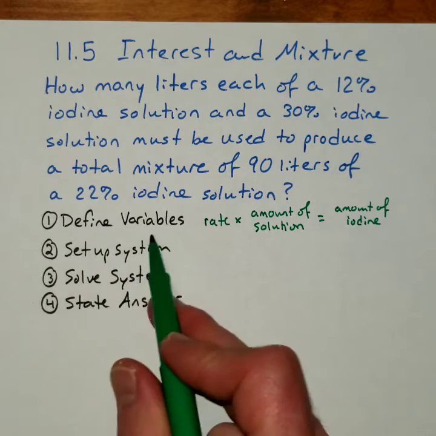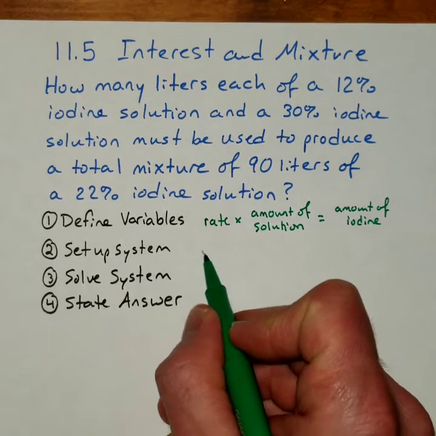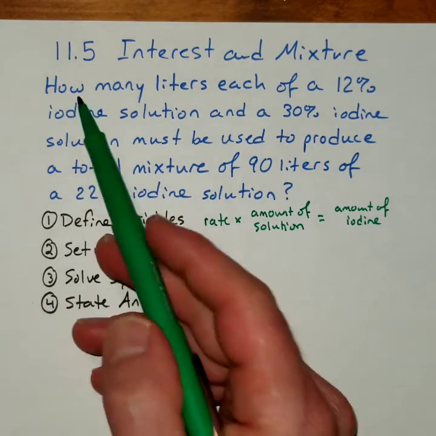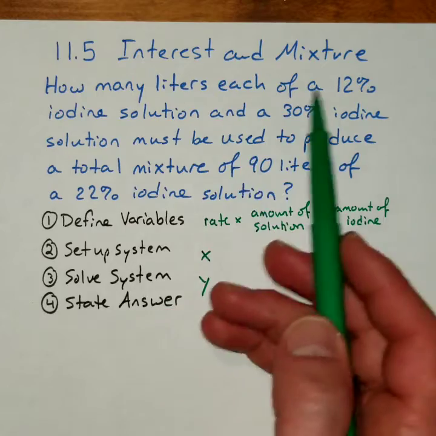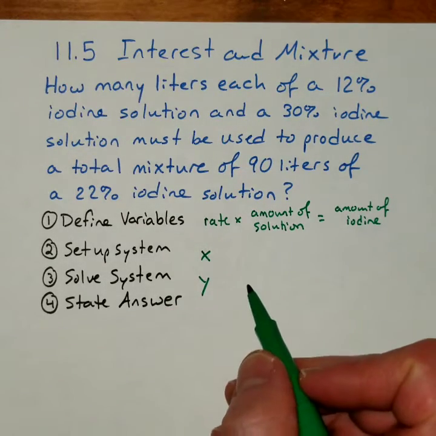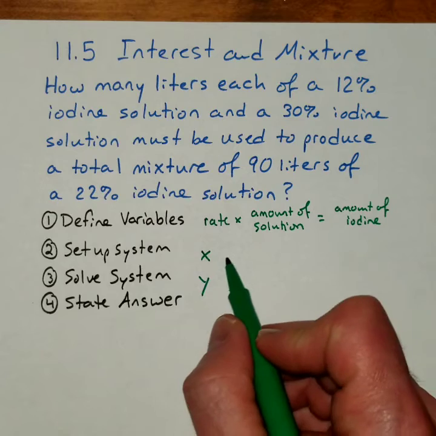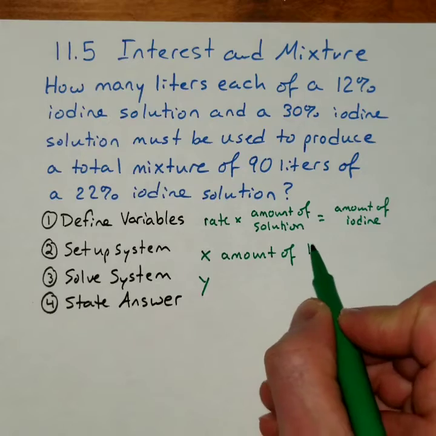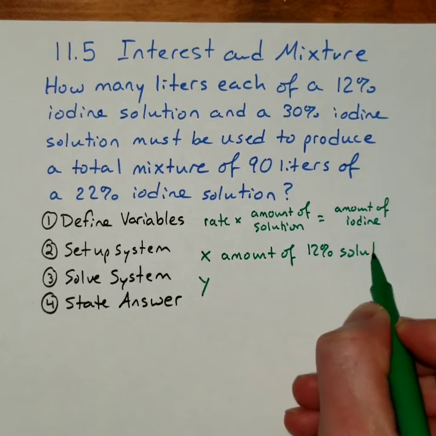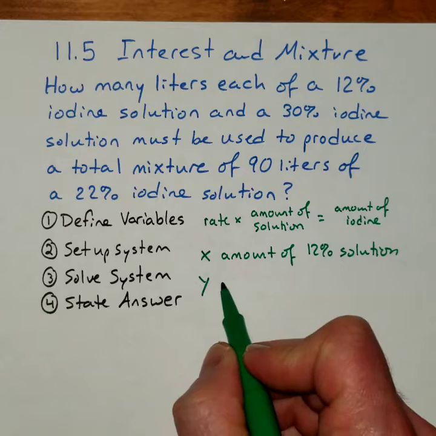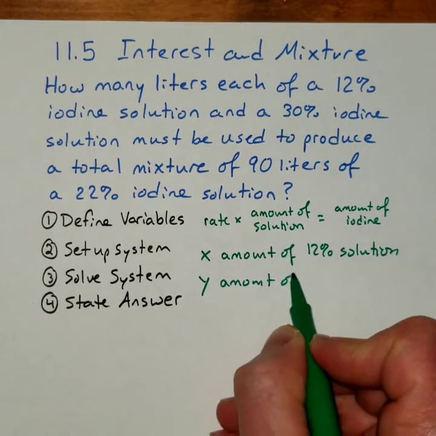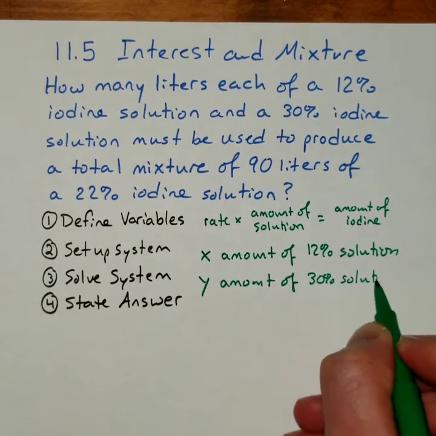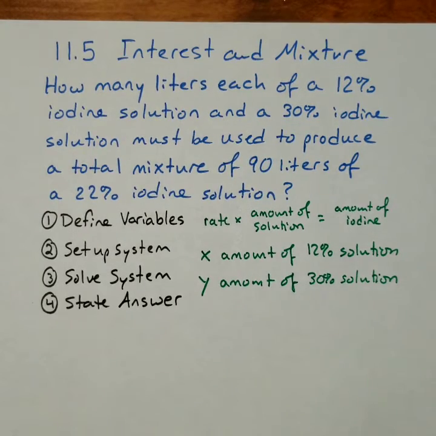I also need to define my variables. And so I'm going to use x and y as my two variables, and the last sentence says how many liters of each of those solutions do I need? So that's what's unknown. So I'm going to let x be the amount of the 12% solution, and y is going to be the amount of the 30% solution. Okay, so that should give us our two variables.